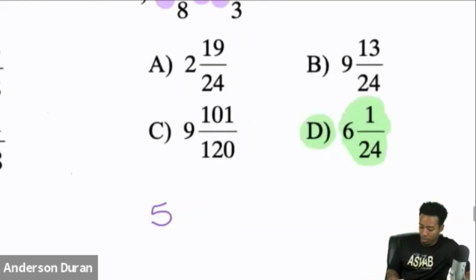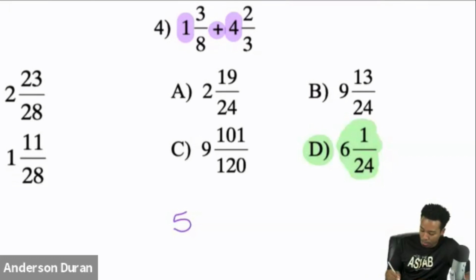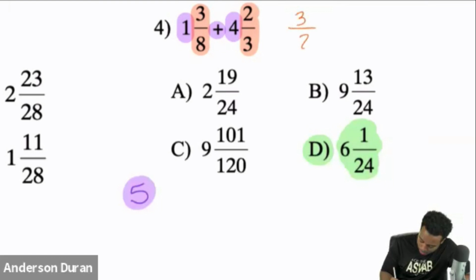You're good. So Adam, let's go ahead and go through the problem here. So we have 1 3/8, 4 2/3. We added those whole numbers together and we got the 5. So that was step 1, add the whole numbers. Now we're going to add these fractions. So we have 3/8, and we're going to be adding that with 2/3.